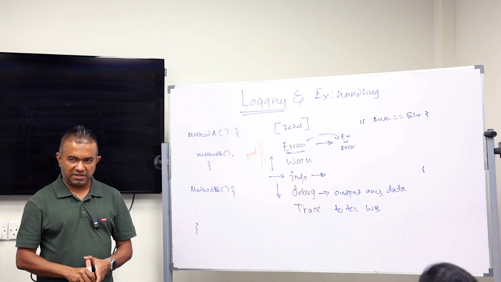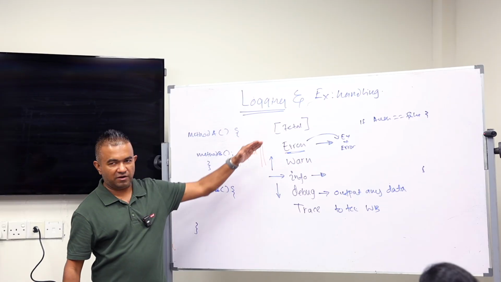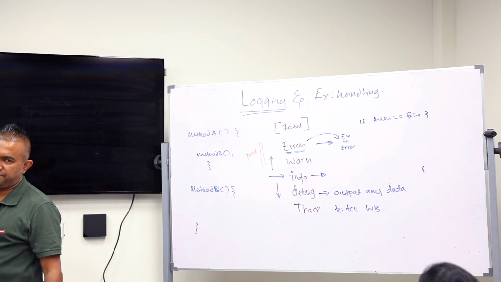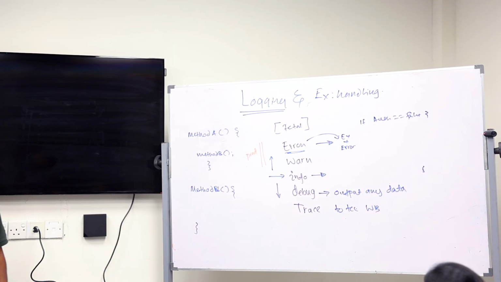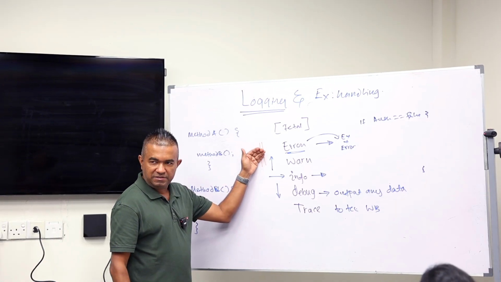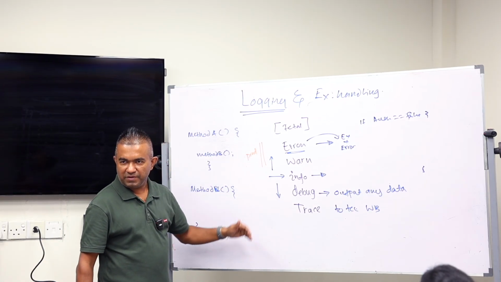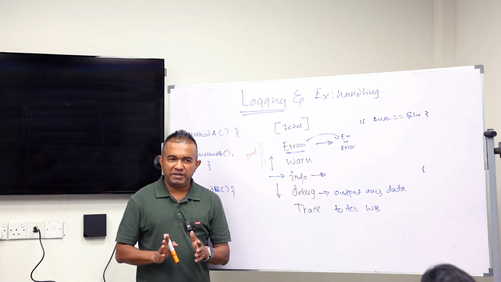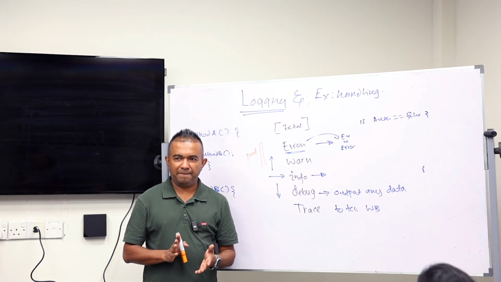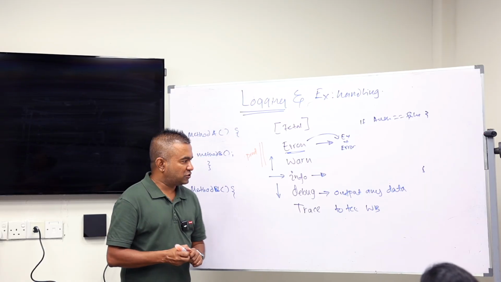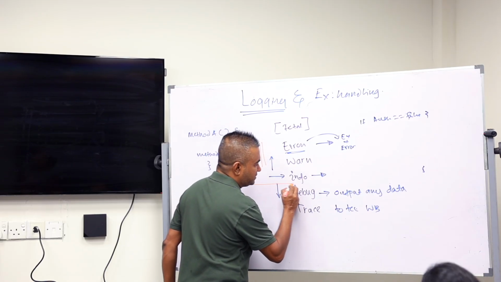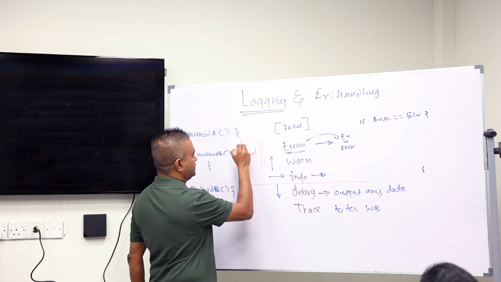If the production system is stable, we only give warn and error logs to production. We don't give any other logs, right? When production is not stable, sometimes we go to the lower levels. Now, where do we put the data? Which log level do we put the data in? Debug. So when we go to production, we log from this point onwards.